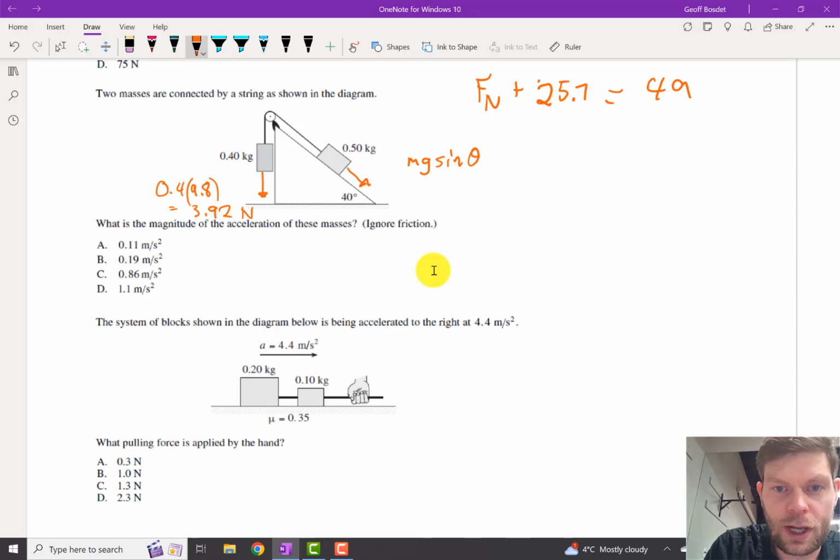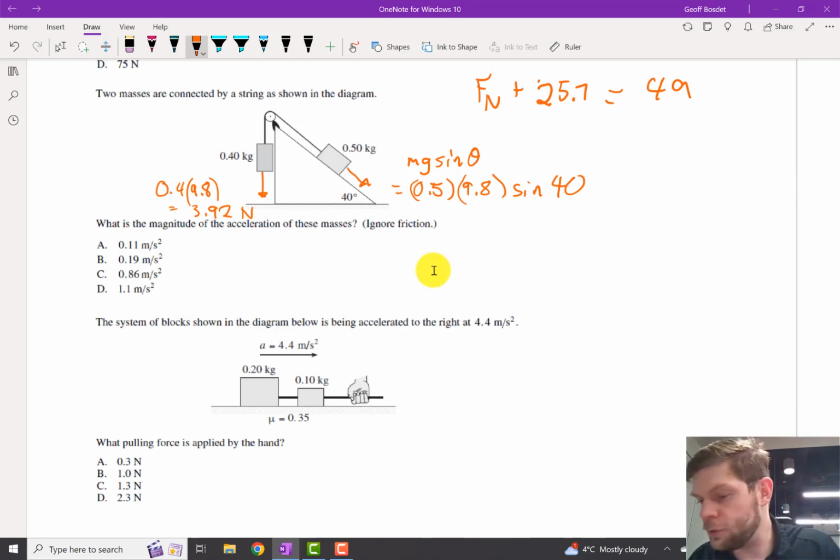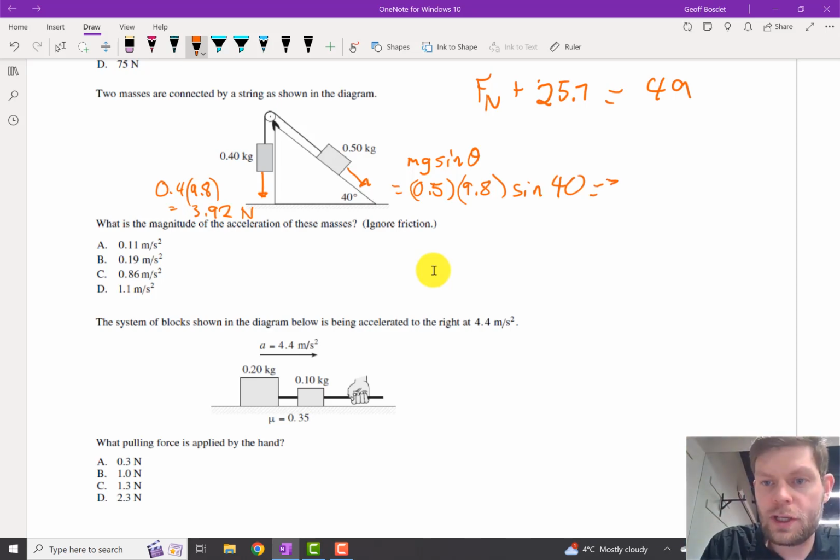And then right here, your F parallel is always mg sine theta. Draw the triangle if you forget. That's going to be 0.5 times 9.8 times sine 40. So we got 4.9 sine 40, which gives us 3.1, let's say. 3.9, 3.1. This one appears to be the winner.